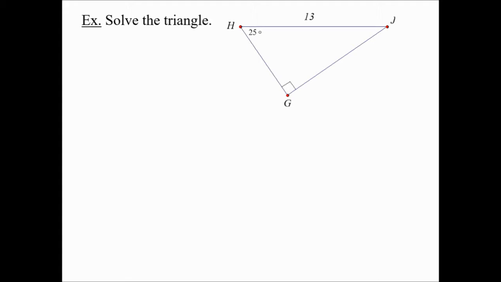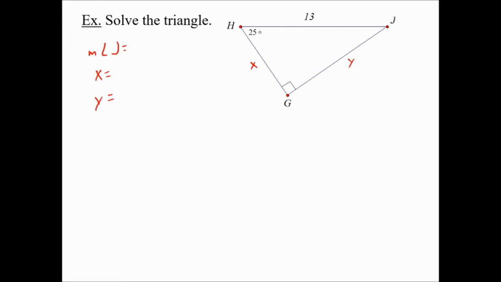And we need to find anything else that's missing. So we need to find the measure of angle J. I'm going to label these 2 missing sides X and Y. It's just a little easier than calling them HG and JG. Those are not easy to say. So I'm just going to call them X and Y. So the 2 missing sides here are X and Y.